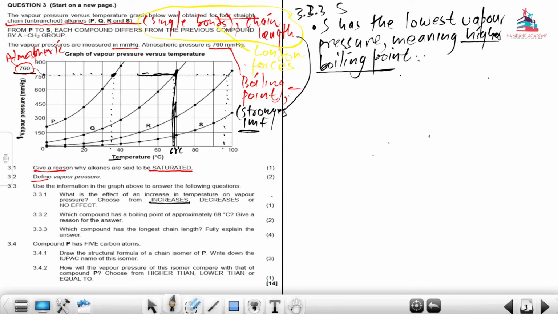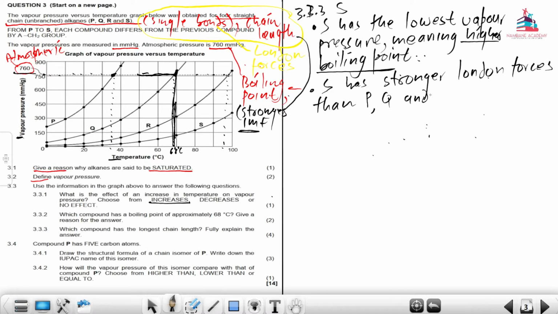We definitely know what to say in terms of the strength of the intermolecular forces. So we'll easily say S has stronger London forces than P, Q, and R, which is true.